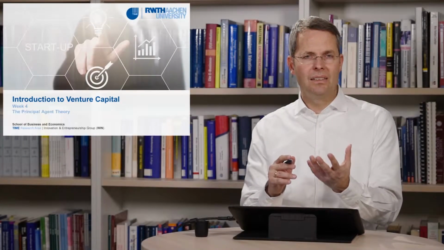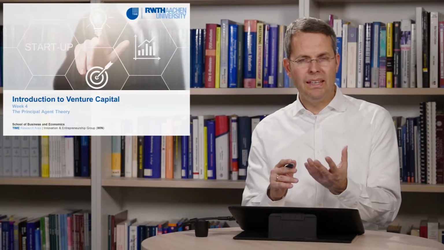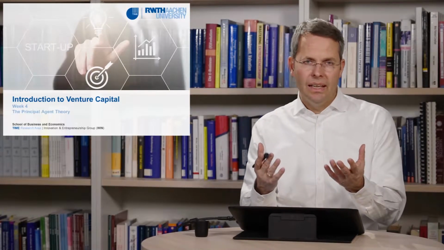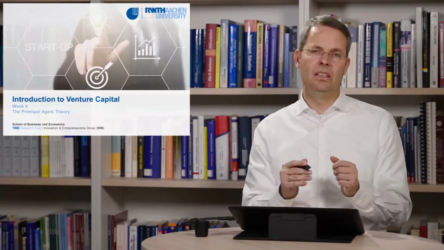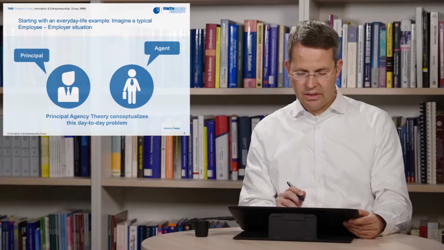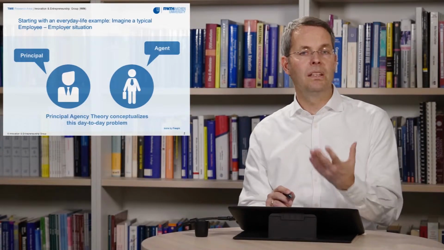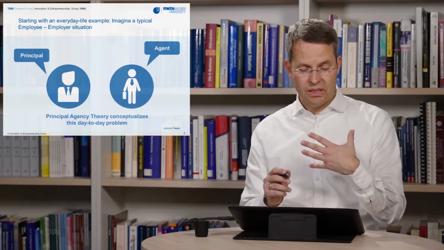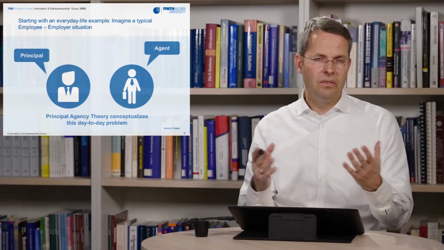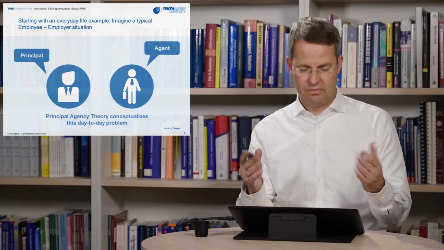The theory that best explains the relationship between an entrepreneur and a VC is the principal-agent theory. So let's look at this theory a little more closely in order to understand how we can apply it to our specific situation. Start with an everyday life example.